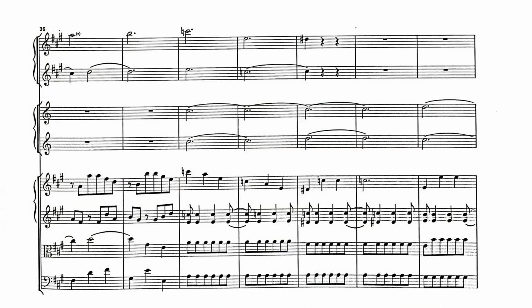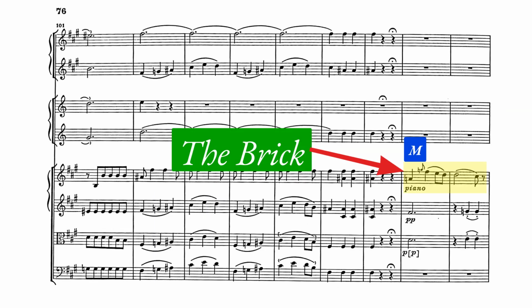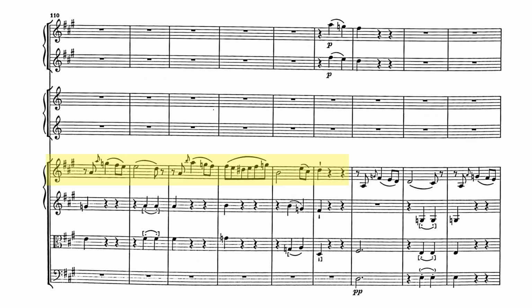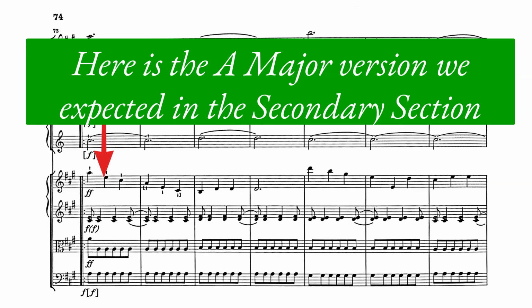Remember that we were expecting a contrasting second theme in the exposition? Well, that contrasting theme, the brick, is the new melody M that shows up in the interruption between the development and the recapitulation. And stay with me here, because I think Haydn actually included 2 more. Remember that the transition section in the exposition led to A minor, not A major? Well, the A major version of the theme, the brick, arrives at the beginning of the development section.